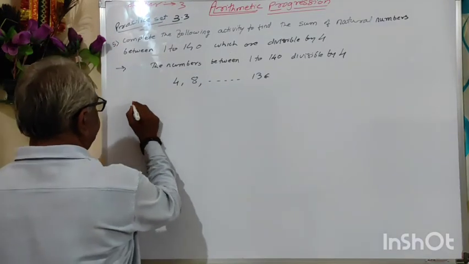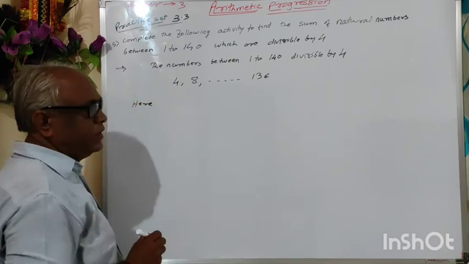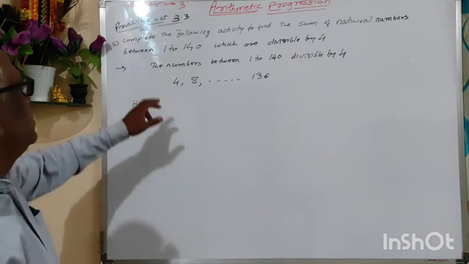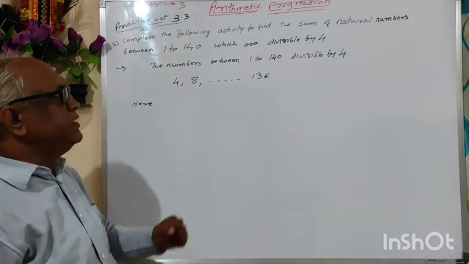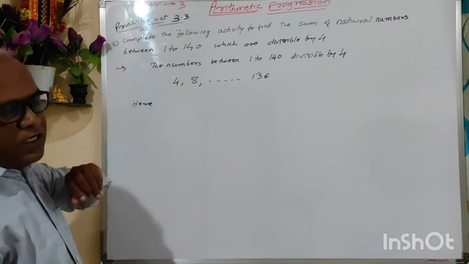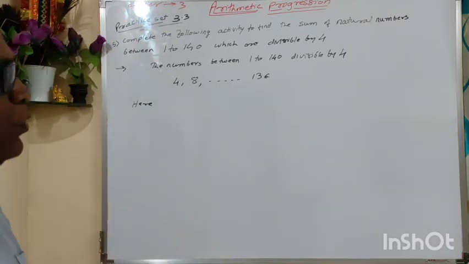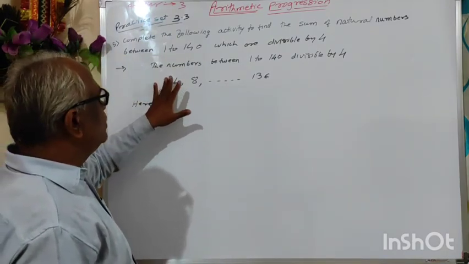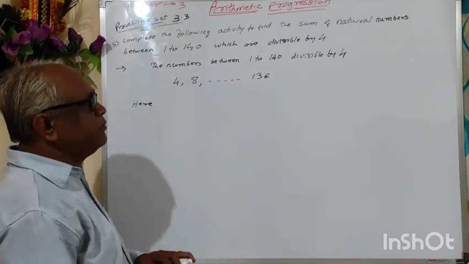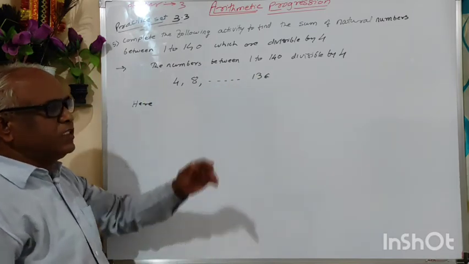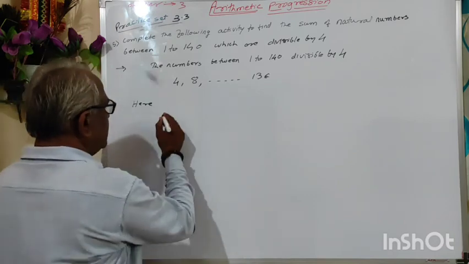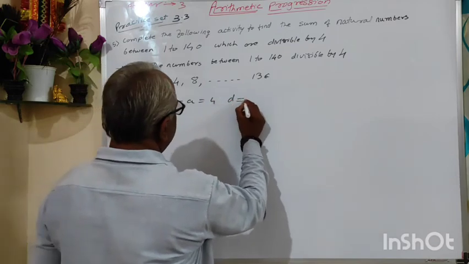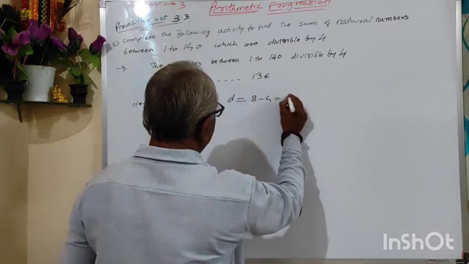Here, that is the fifth one, complete the following activity to find the sum of the natural numbers between 1 to 140 which are divisible by 4. It is an activity, given on page number 72 from practice set 3.3, the fifth example. For the numbers between 1 to 140 which are divisible by 4, it is given 4, 8, ..., 136. Here T1 is equal to A is equal to 4. Common difference D is equal to 8 minus 4, that is 4.